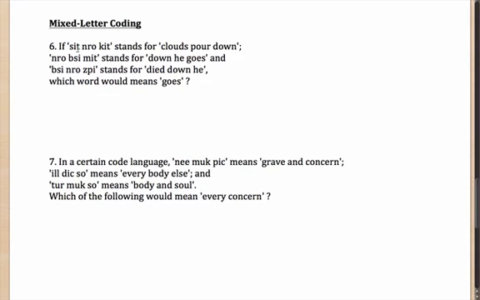Look for common words. In the first line and the second line, "sit no kid" and "no bis mit", what is common? "No" is common here and here. So let me just cancel that part out so that it keeps your attention. Okay, so it is cancelled from both places. What is common to "clouds pour down" and "down he goes"? What is common is "down". So "no" is mapping to "down".